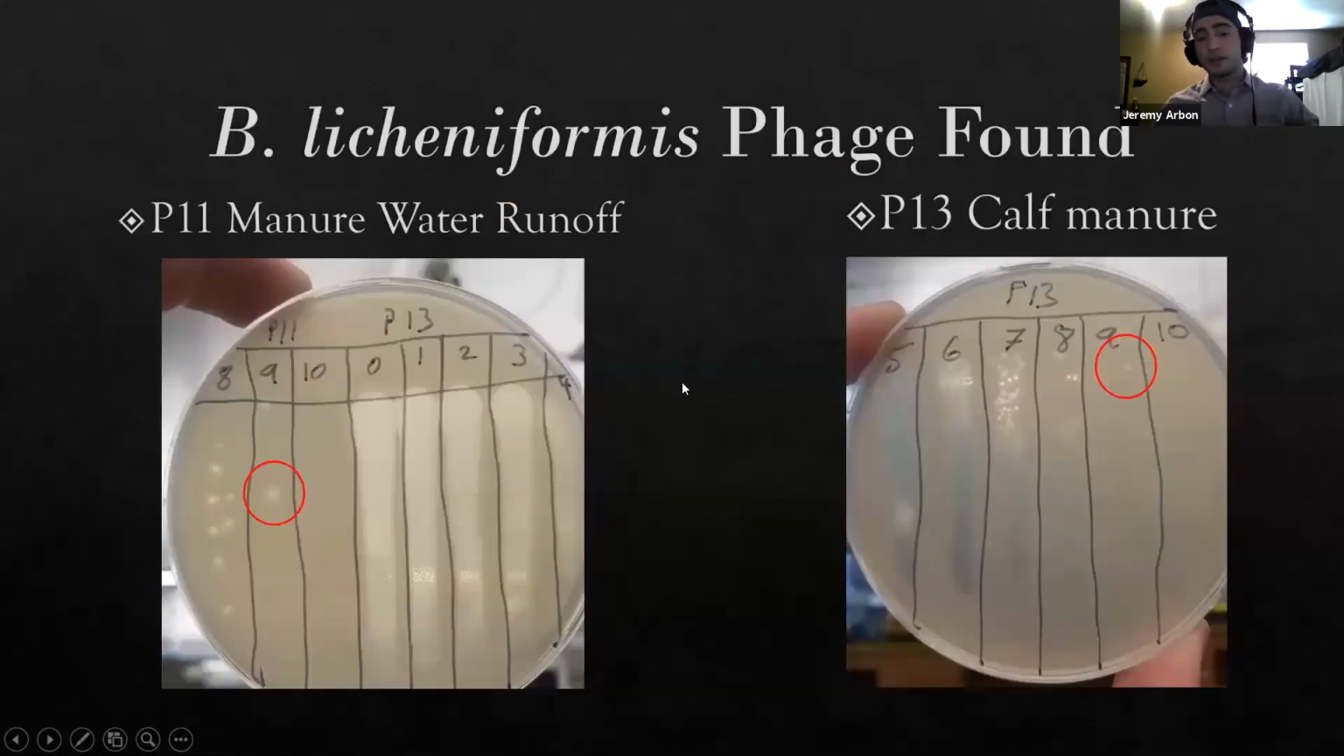Then I was also able to find phage for this bacteria. These phage, you can see, they're clearing these zones of bacteria, and that's what's desirable. Both of these different phage that I found, this is a dilution of 10 to the 9th, and so we know that that's about the concentration that we had of phage.